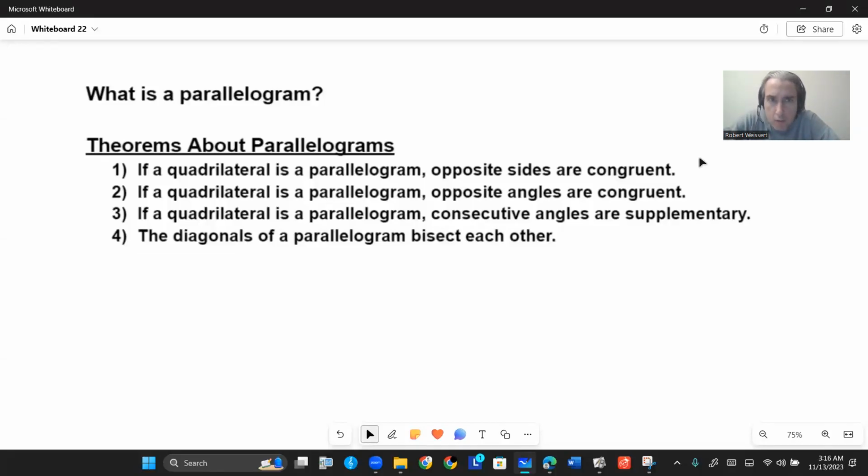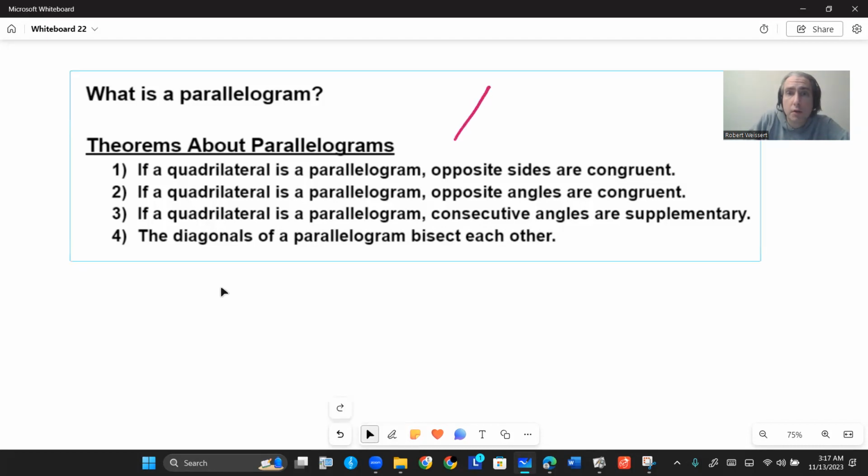All right, guys, we're going to just go over a few properties of parallelograms. So let's take a look and see what we have. First, you have to know what a parallelogram is. So let's go ahead and draw one out.